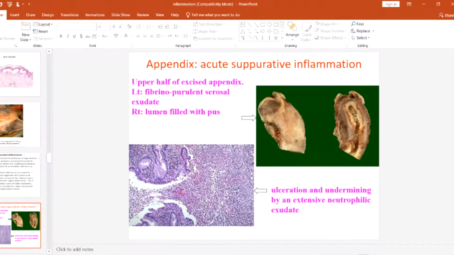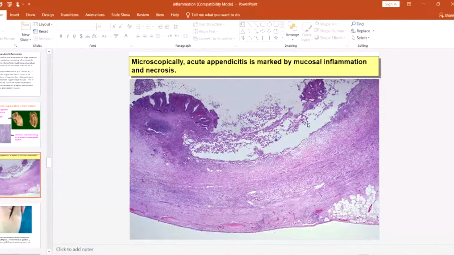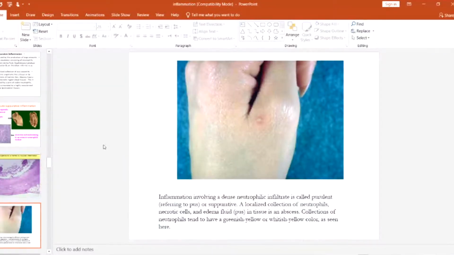Okay, now here you can see this is pus. Under light microscope, the pus composed of neutrophil, necrotic or dead tissue, or edema fluid. Now here you can see there is loss and destruction of the surface mucosal epithelium, and these are acute inflammatory cells, mainly neutrophil. Okay, this is pus.